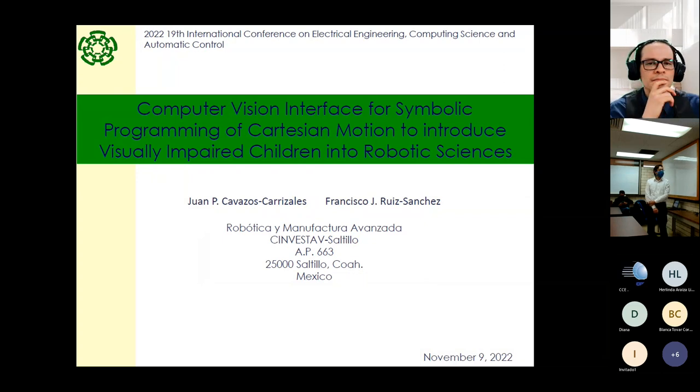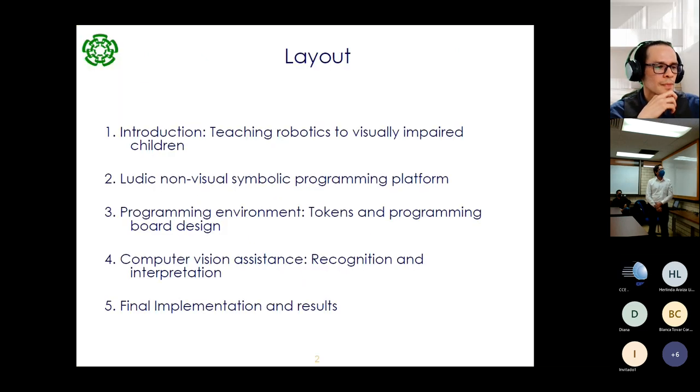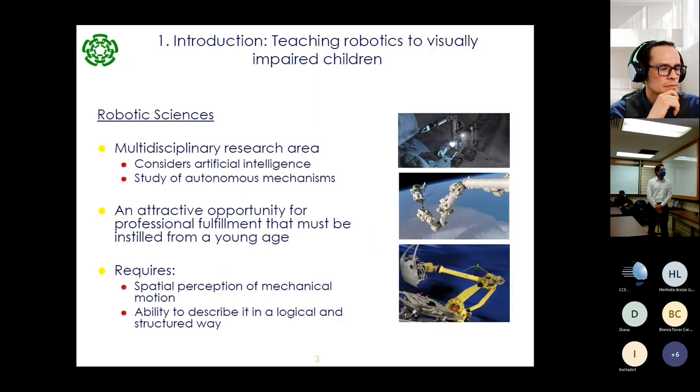Good afternoon. My name is Juan Pablo Cavazos Carrizales, and I'm going to present our computer vision interface for symbolic programming of Cartesian motion to introduce visually impaired children into robotic science. I will start by introducing the importance of teaching robotic science to visually impaired children and show our ludic non-visual symbolic programming platform and its most important components: the programming environment, which includes the tokens and the programming board, and the computer vision assistant, and how it executes its recognition and interpretation. Finally, I will talk about the final implementation and results.